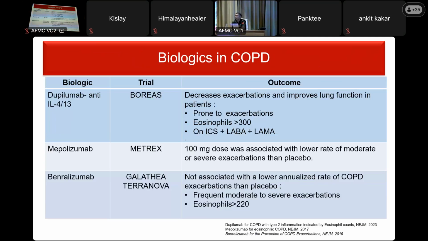which have both shown a reduction in mortality, but in a very select subset of patients. Next.